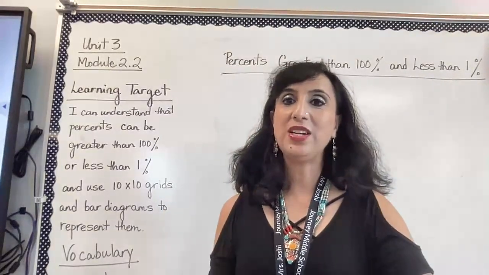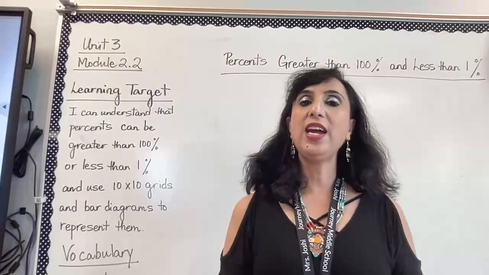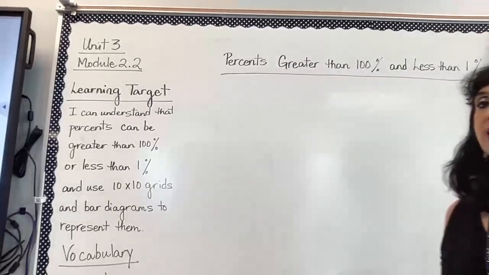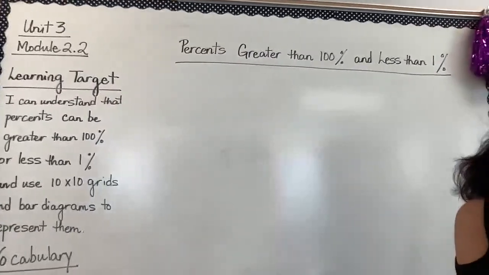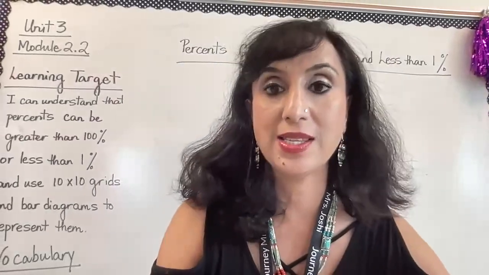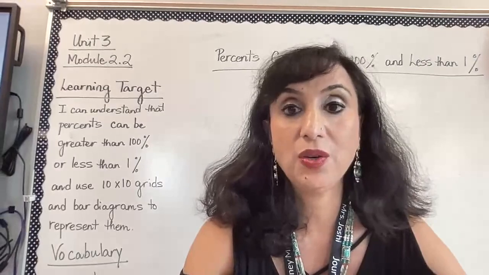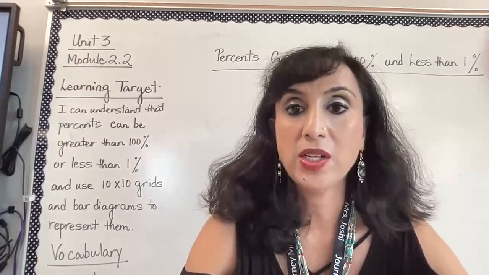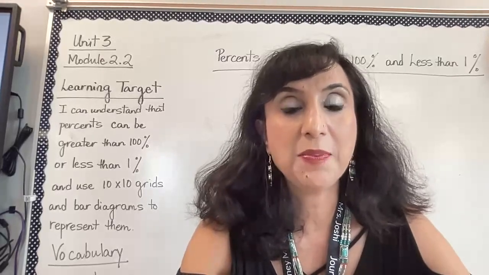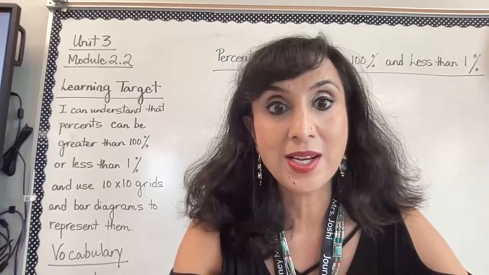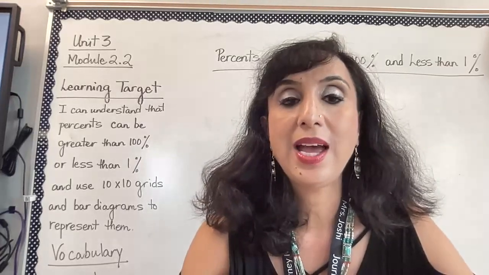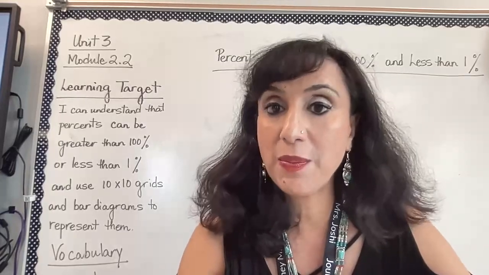Hi guys, so the next part of our unit 3 is module 2.2, and this one is talking about percents greater than 100% and less than 1%. I'm going to show you how they can be modeled on a 10 by 10 grid. So look at our learning target: I can understand that percents can be greater than 100% or less than 1% and use 10 by 10 grids and bar diagrams to represent them.